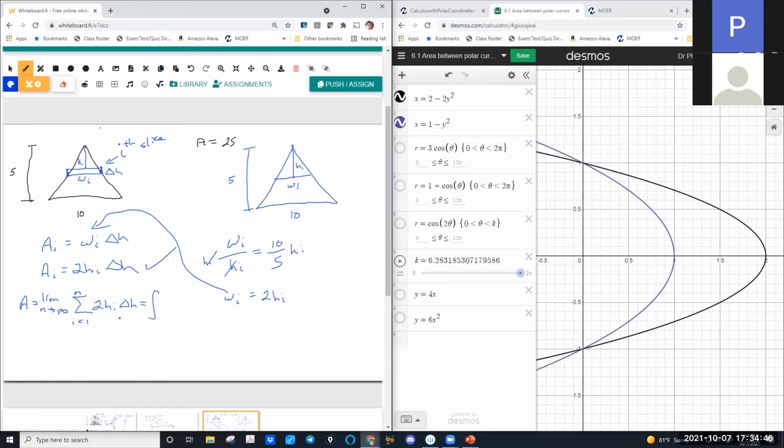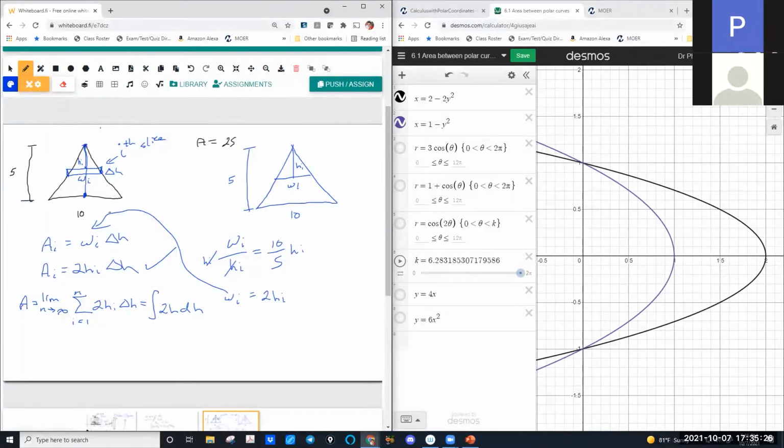So we go and we write up our definite integral. We no longer need the sub i's, and that delta h becomes a dh. And the last thing we need are limits. Well, remember where h came from. H is the distance from the top of the triangle to our slice. So we need to think about the smallest h can be and the biggest h can be. What's the smallest and biggest h can be?